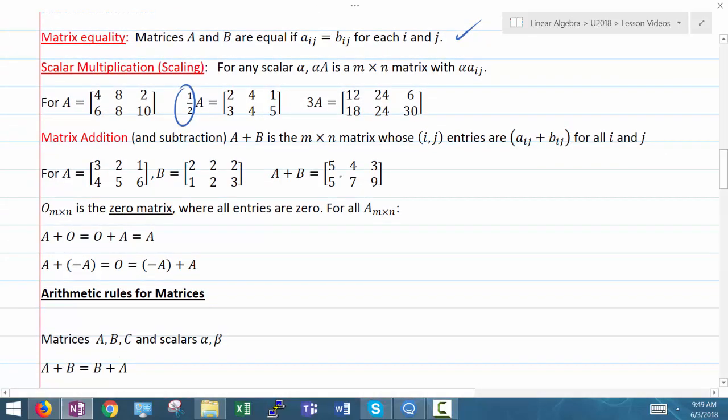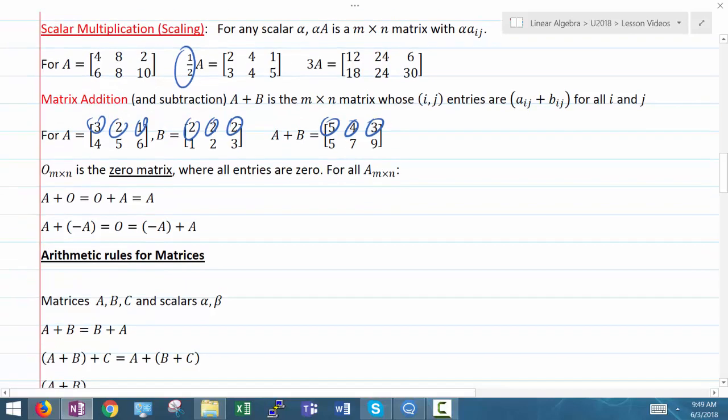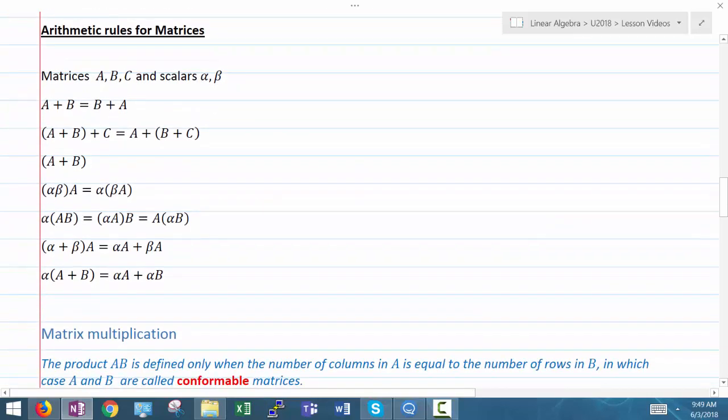Matrix addition, you just do element by element adding, right? So if you notice here, A plus B, 3 plus 2 is 5, 2 plus 2 is 4, 1 plus 2 is 3, and so on and so forth. We have the zero matrix. This is the matrix of all zeros, right? And basically A plus the zero matrix is equal to A. And here are some rules, right? A plus B is B plus A, A plus B plus C is A plus B plus C, and so on. You probably should know these.